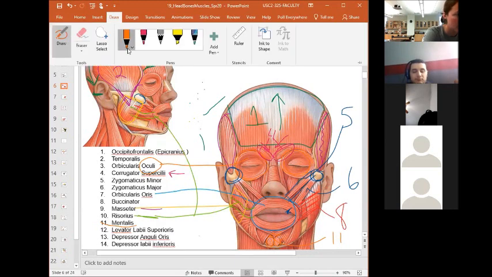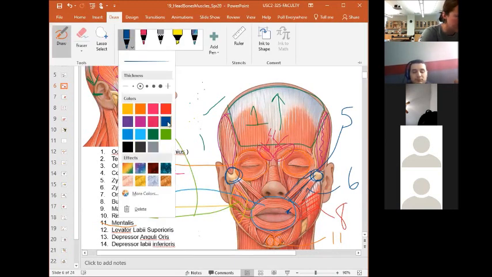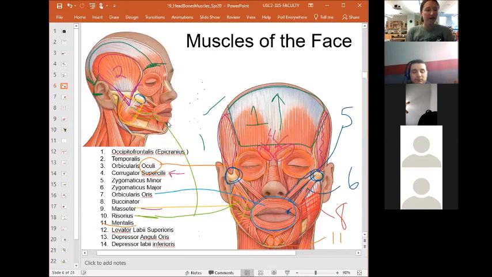All right, almost done with this image here. Levator labii superioris. Again, a really long, complicated word. As the name suggests, this muscle elevates. Labii is lip, and what lip? The superior lip. And so this muscle is actually a little bit deep to the zygomatic muscles. So this right here elevates the upper lip. So levator labii superioris.